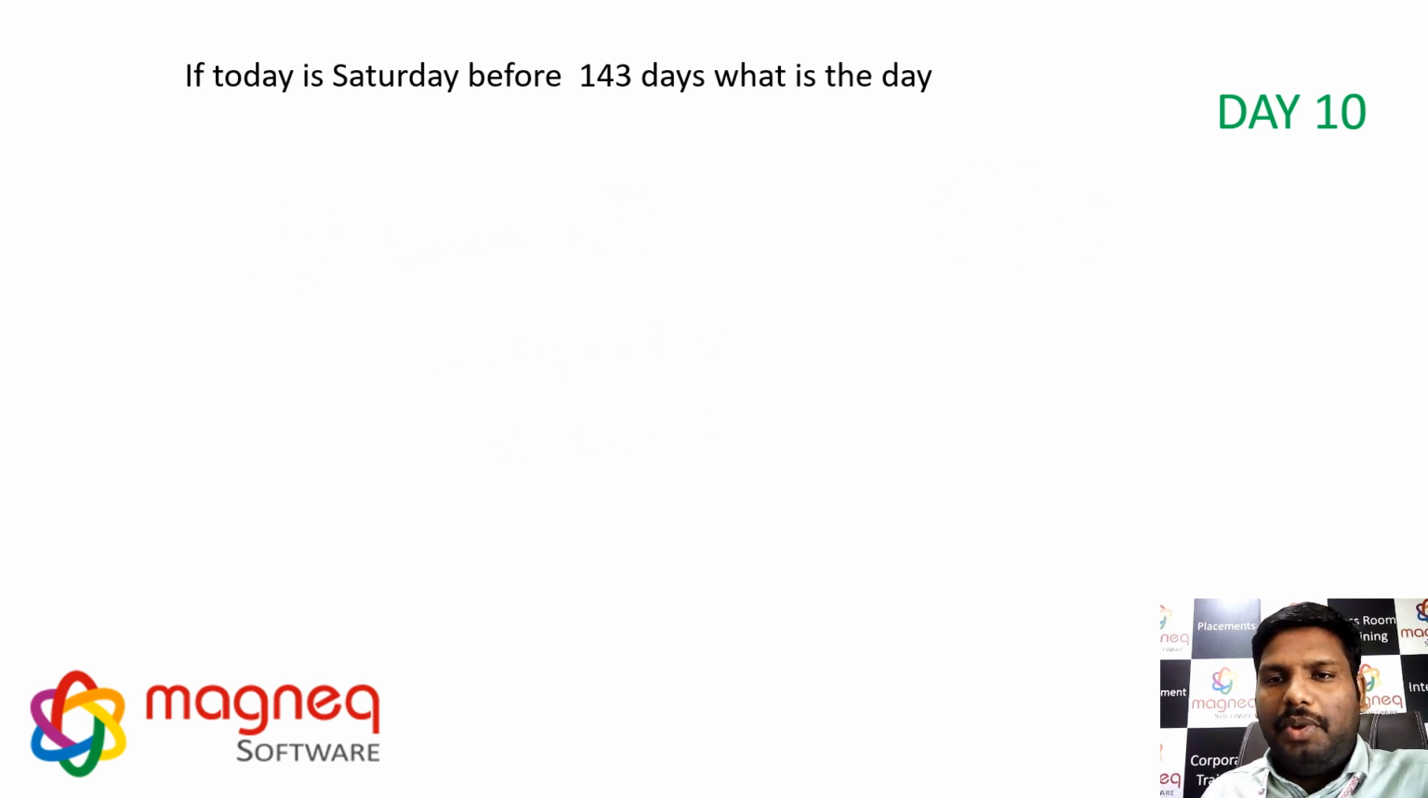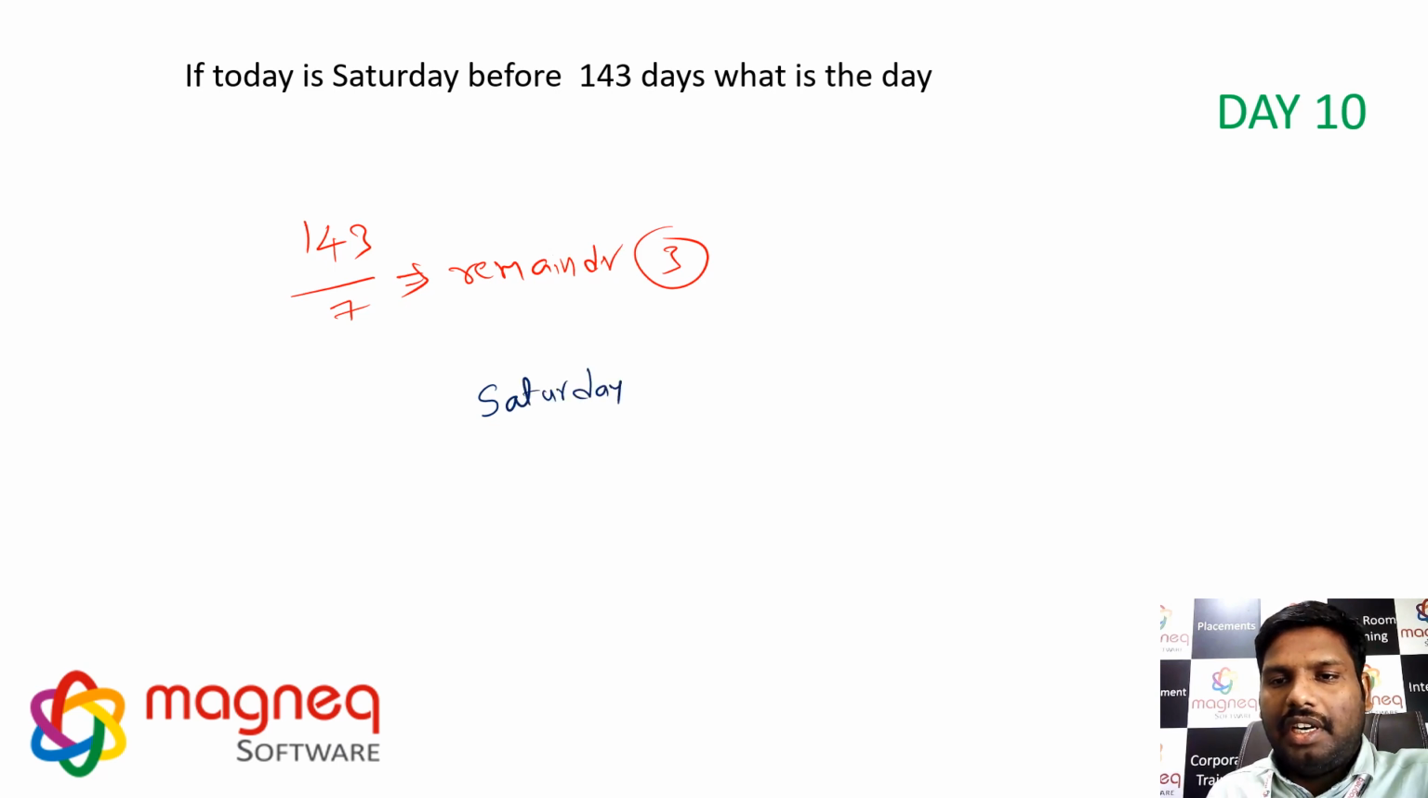If today is Saturday, before 143 days, what is the day? Given 143 by 7, remainder 3. Before means minus. After means addition, before means minus. So Saturday minus 3 days. 3 days before is Wednesday. Clear? After means addition, before means minus.